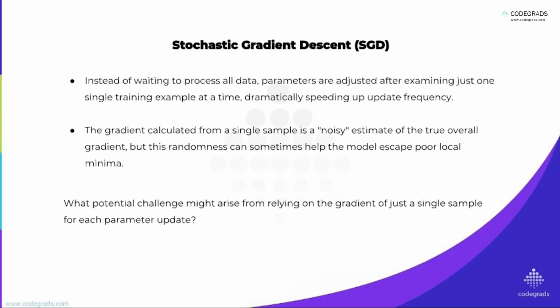Stochastic gradient descent, SGD, adjusts model parameters after examining only one training example at a time, significantly increasing update frequency for faster initial progress. The gradient from a single sample is a noisy estimate of the true gradient, but this randomness can help escape poor local minima. The main challenge is the high variance of these updates, leading to an erratic convergence path that may overshoot optima or require careful learning rate tuning for stability.